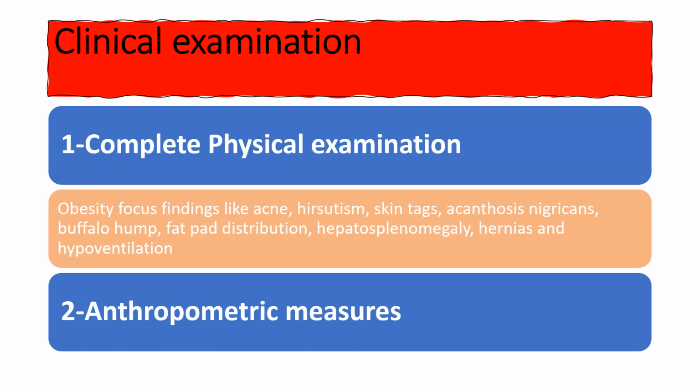Clinical examination. In a clinical examination of obese patients, first perform the standard detailed examination required in evaluation of any chronic multisystem disease, paying more attention to the obesity-focused findings like acne, hirsutism, acanthosis nigricans, buffalo hump, fat bag distribution, gynecomastia, hepatosplenomegaly, and hypoventilation. Second, measure anthropometric parameters.